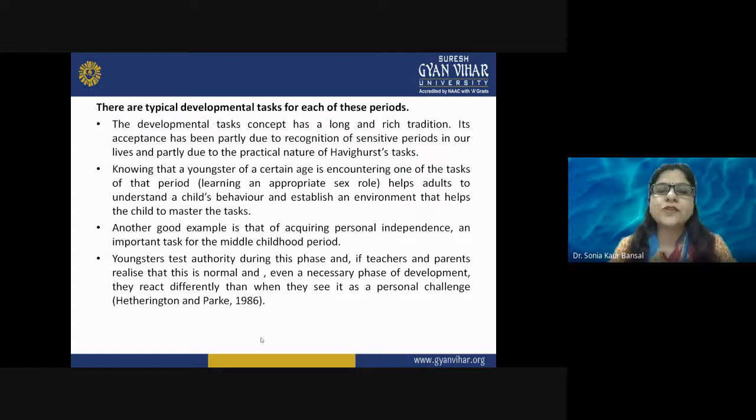So one has to understand this concept that the developmental task is not a new thing which has to be understood by the prospective teachers or the learners only. It has its long and rich tradition. So acceptance must be there that in a particular stage, a particular type of task must be completed. So these are some sensitive periods which are leading the learner in a very good way. So knowing that a youngster of a certain age is not actually able to do a particular kind of work, it is not possible, so how is he going to do that.